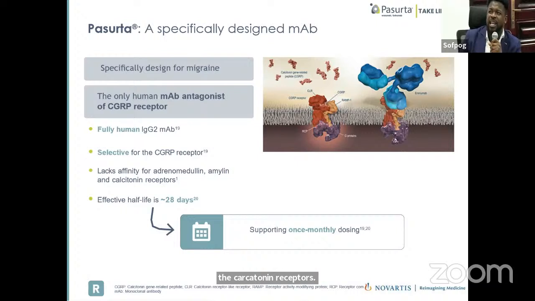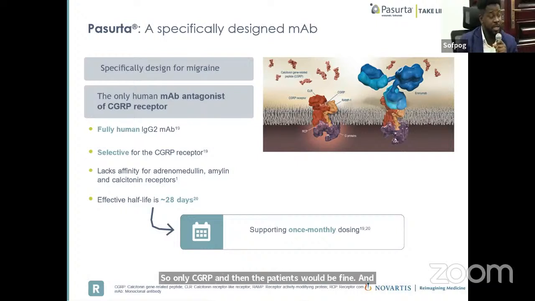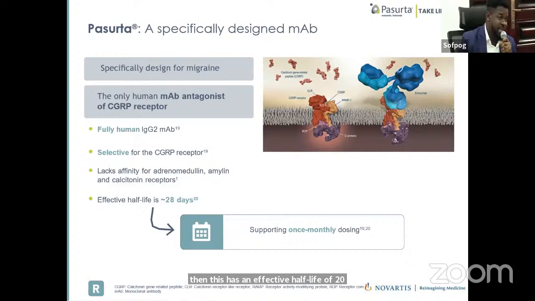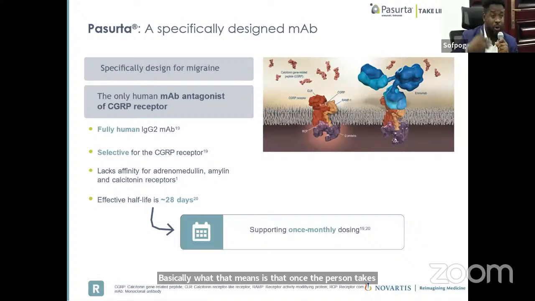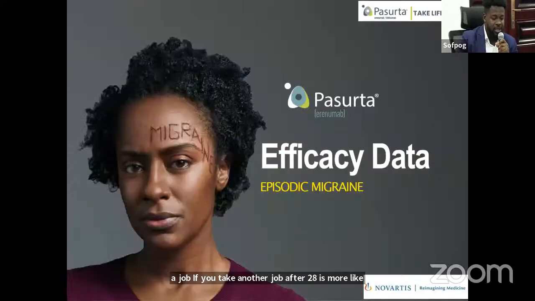And then this has an effective half-life of 28 days. Basically, what that means is that once the patient takes a jab, the patient will take another jab after 28 days, unlike the acute drugs, or the drugs that are currently used, that the patient will take every day.